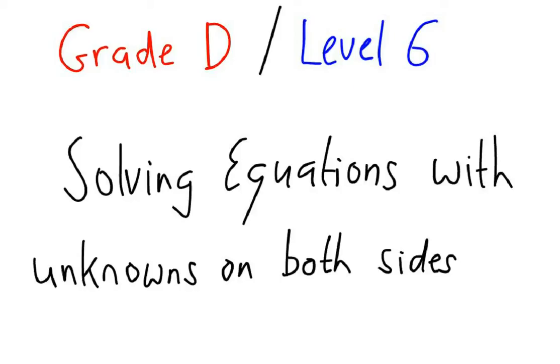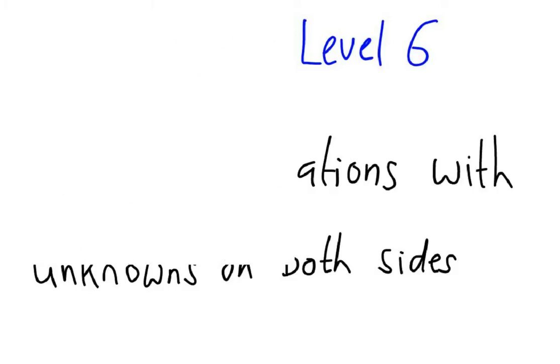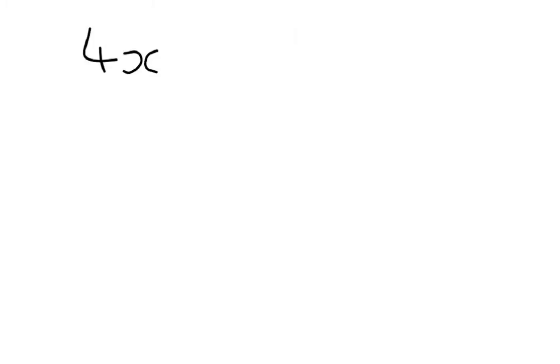Now this is grade D at GCSE or level 6 at Key Stage 3. Okay, so let's get rid of this. Now previously when we've looked at equations we have looked at examples such as 4x plus 7 equals 27. That is a two-step equation, and that there is level 5 or grade E.